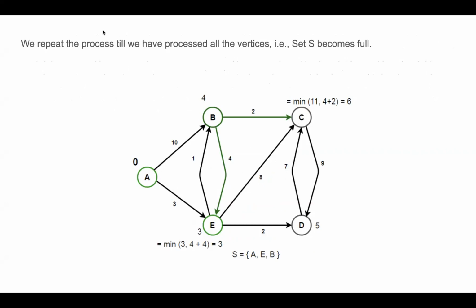In the next step, we repeat the process till we have processed all the vertices, that is, set S becomes full. S मध्ये काय आहे आता A आणि E होतं लास्ट स्टेजला, मग त्याच्यामध्ये काय ऍड करायचं आपल्याला B, because we have reached B via E, A, E and B. Okay, A, E and B. B is now 4. Getting?